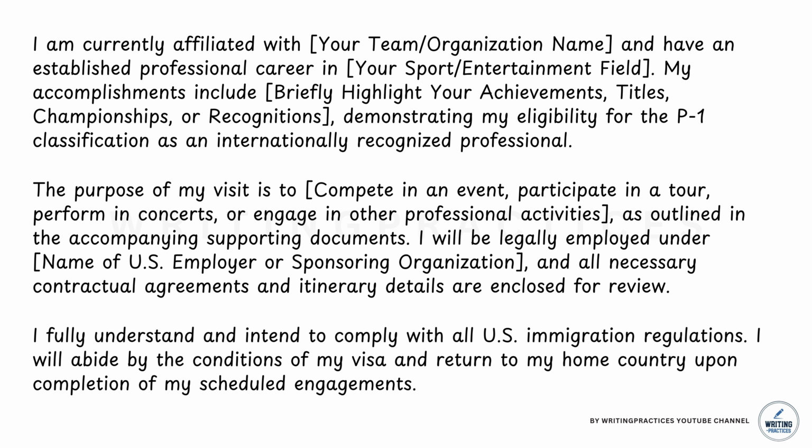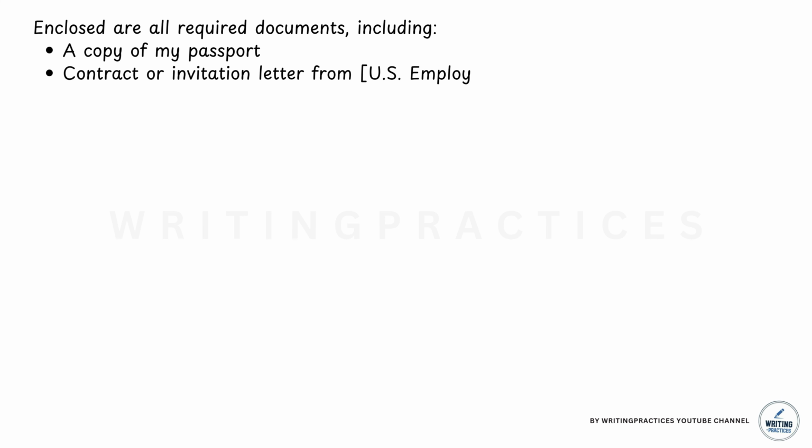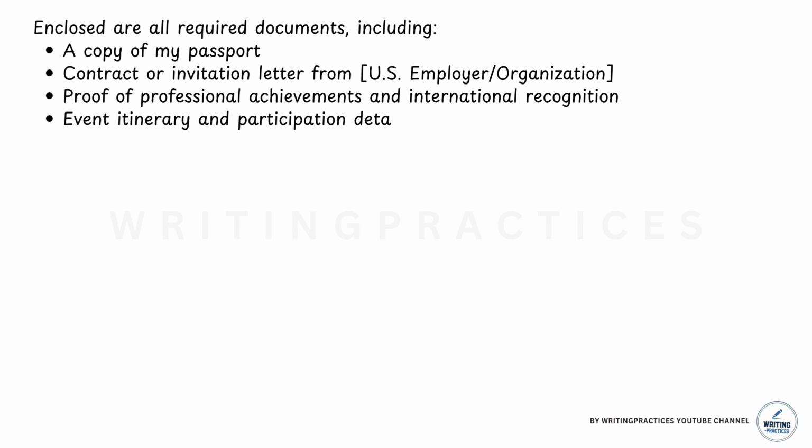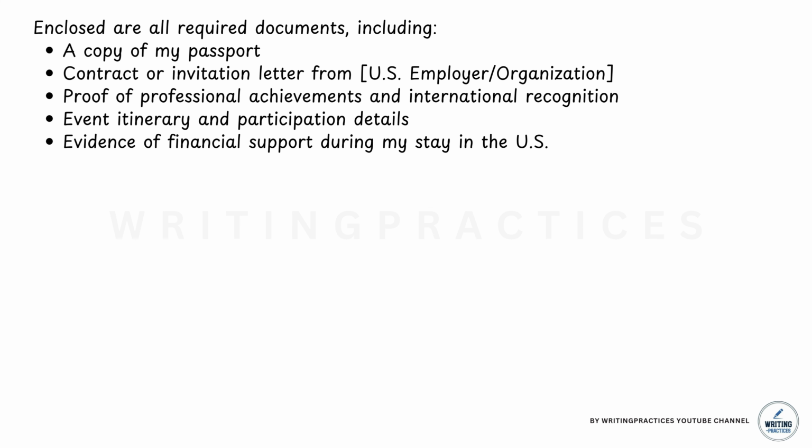Body Paragraph 4. Listing supporting documents. A well-supported application includes documents that verify your claims. In this paragraph, list the key documents you are submitting. Enclosed are all required documents, including a copy of my passport, contract or invitation letter from U.S. employer or organization, proof of professional achievements and international recognition, event itinerary and participation details, evidence of financial support during my stay in the U.S. Providing a clear list of supporting documents helps USCIS quickly verify your eligibility.